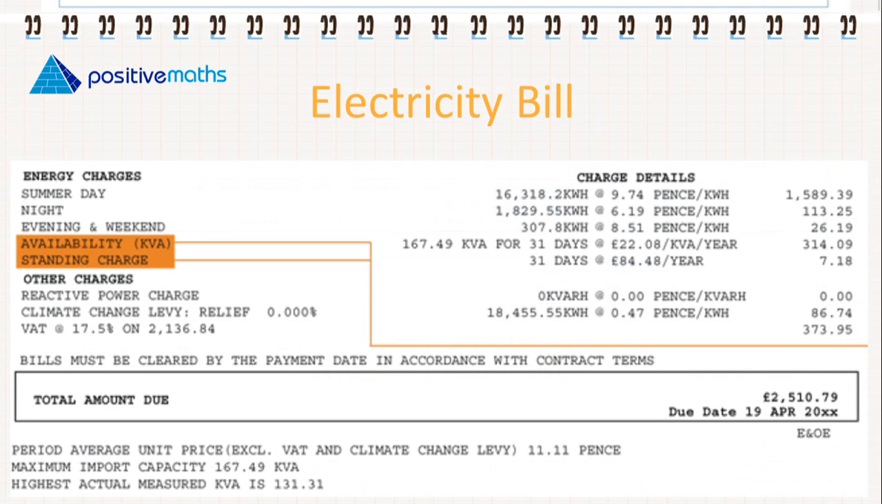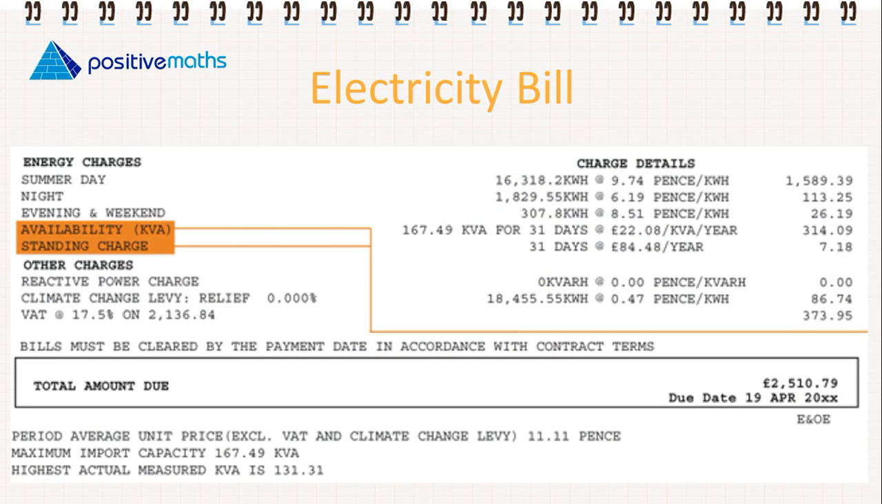Other parts of the bill can look similar to this. We're given information here about the units and the cost per unit. In the summer during the day, it will have a different cost to at night, and sometimes a different cost to the evening and weekend. Other things to notice as well, they will give us the total amount due, just here, and we have the date that the bill is due as well.